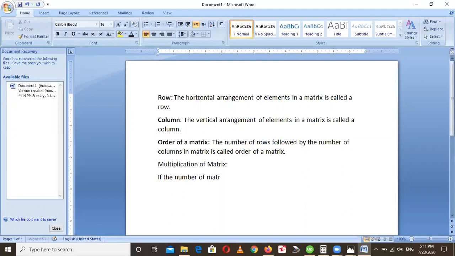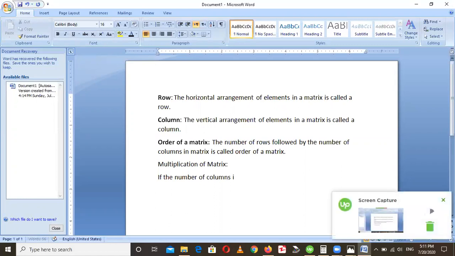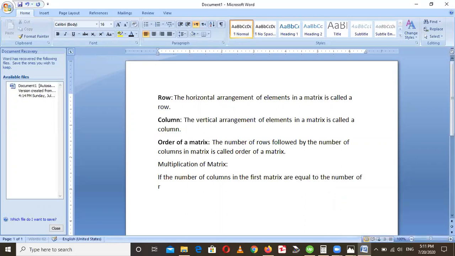If the number of columns in the first matrix are equal to the number of rows in the second matrix, so these matrices can be multiplied. Okay, look at what is, first of all, what is a row?